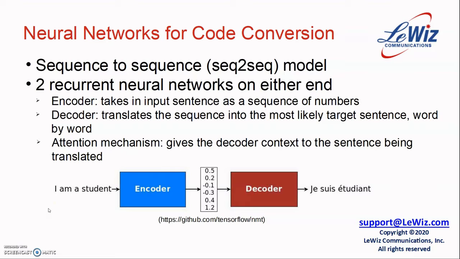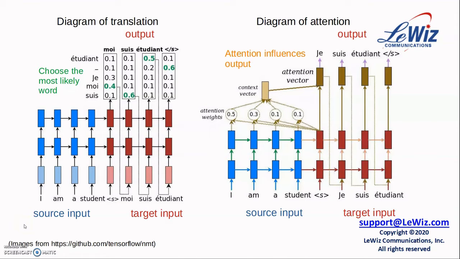Below, you can see the basic structure of the model. The encoder here takes in the sentence "I am a student" and encodes it into a sequence of numbers, and the decoder translates it to French. Here are two diagrams illustrating translation and attention.